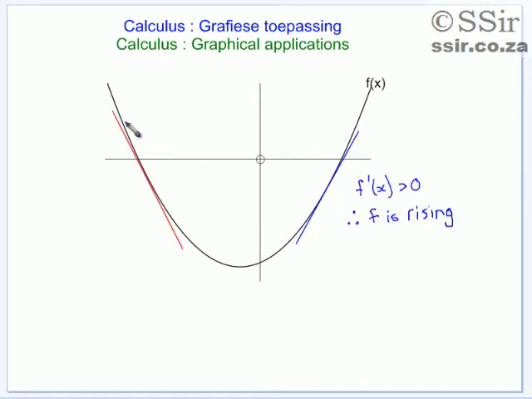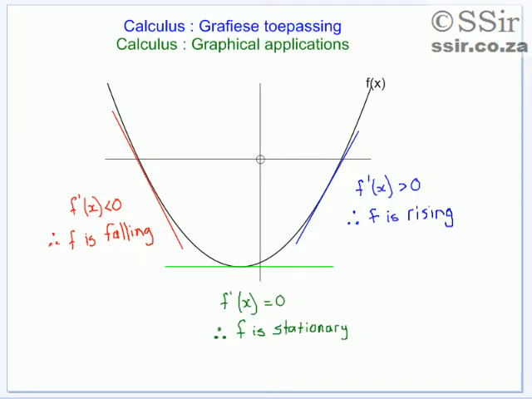The red tangent here is negative. This means that f dash of x is smaller than 0 where the function f is falling. The green tangent has a gradient of 0, and this happens where the function f turns, or where the function f is stationary.